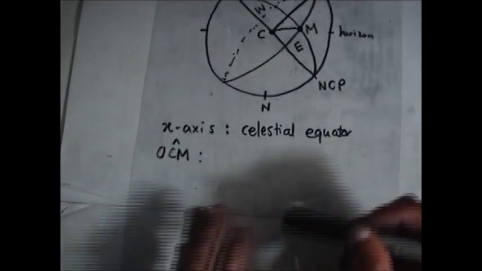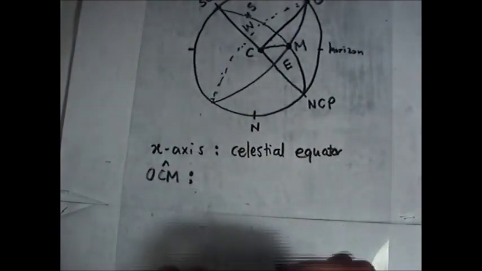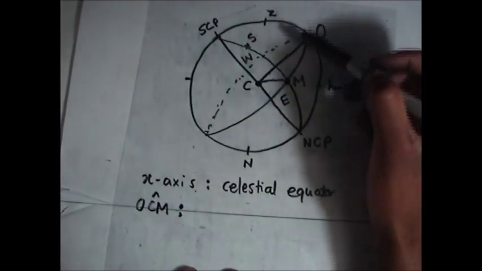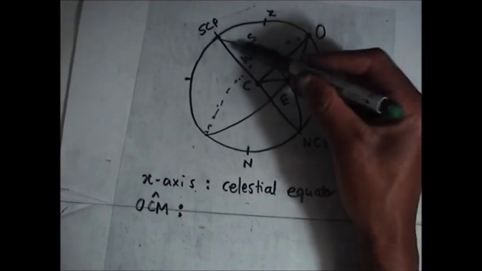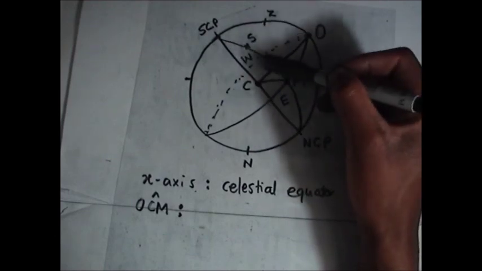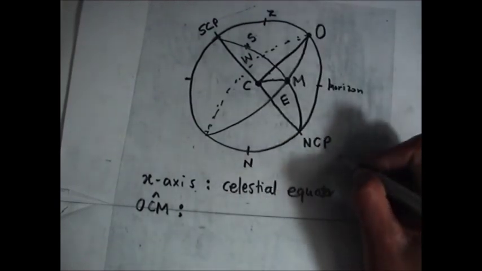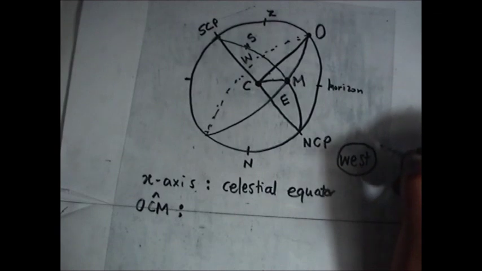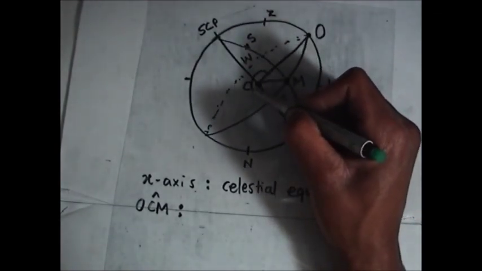So now let's define our angle. Our angle is the angle from the celestial meridian to the hour angle of the star measured through west. Please, I emphasize, it's measured through west. This you should never forget. Our angles are measured through west. So we are going to measure our angle through west like this.